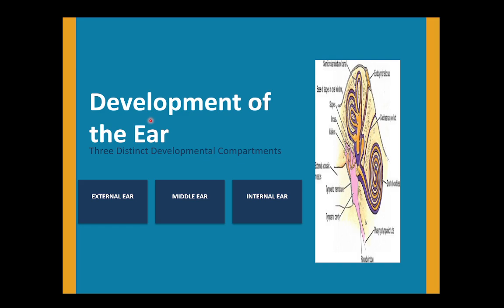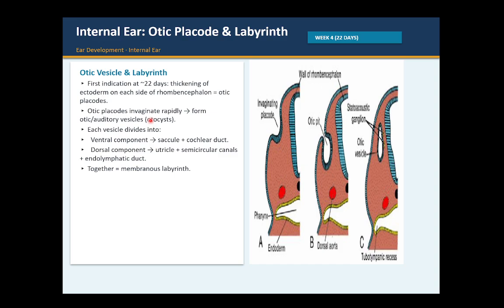Now we are coming to the development of the ear. As we usually do, we do the external, middle and internal. But we will now start with the internal ear development and then go to the middle and then the external. So rather than going from the outside, we are just going from the inside.